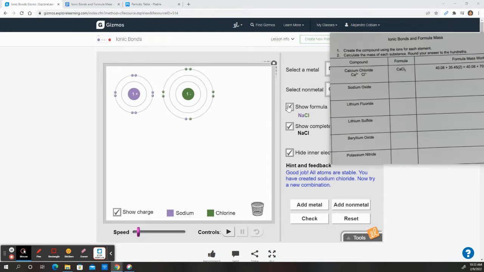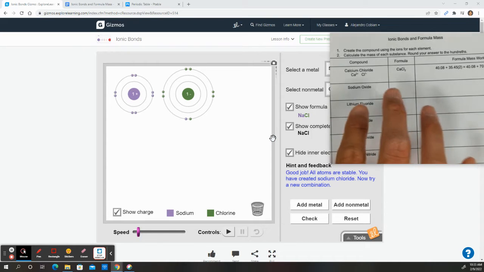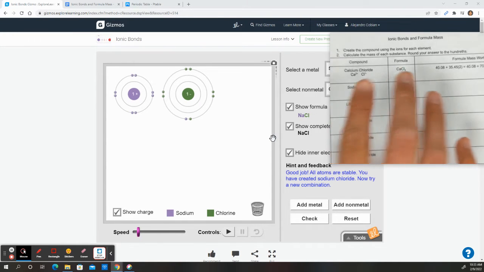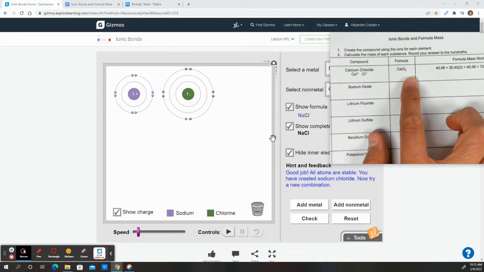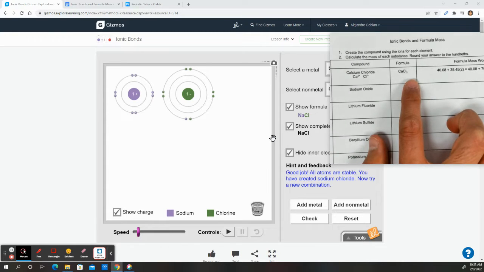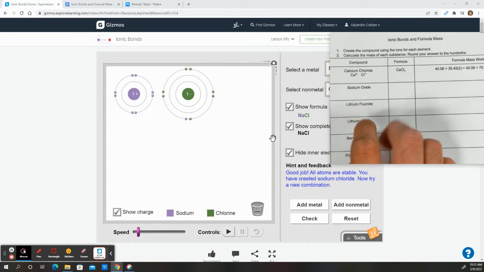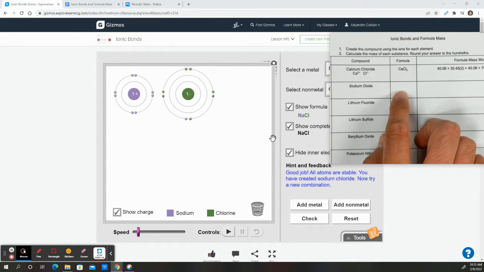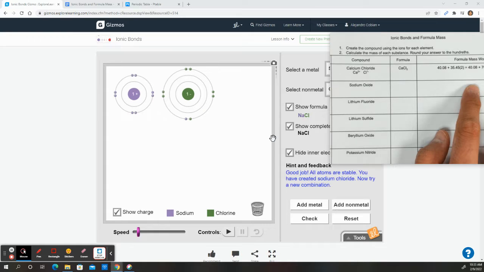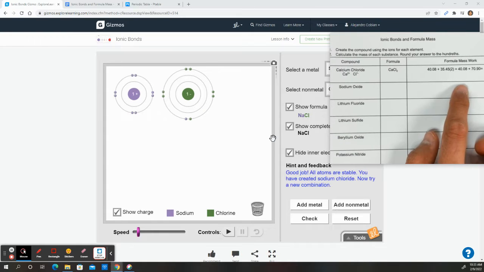So today we're going to show you how to quickly get these formulas by writing out the charges and then balancing the charges or canceling the charges out, and then creating the formula. And then at the end, we'll go over the formula mass calculation using the periodic table.